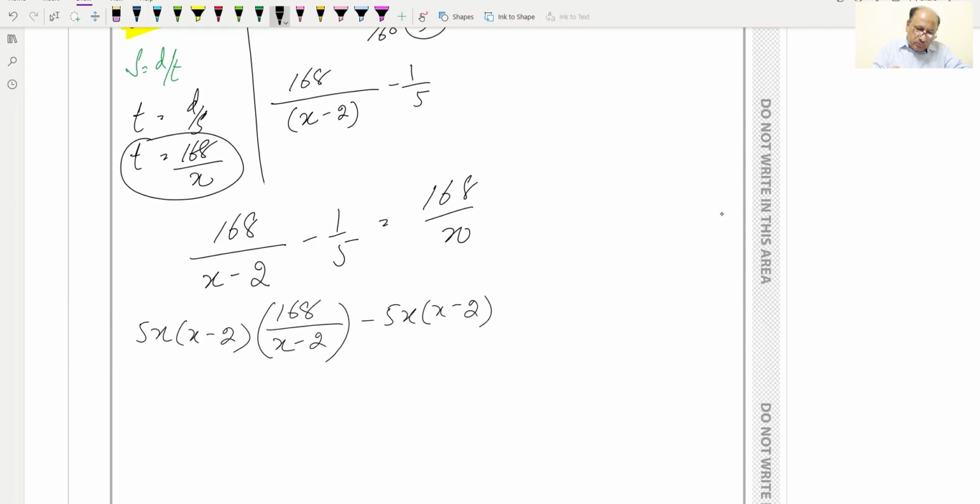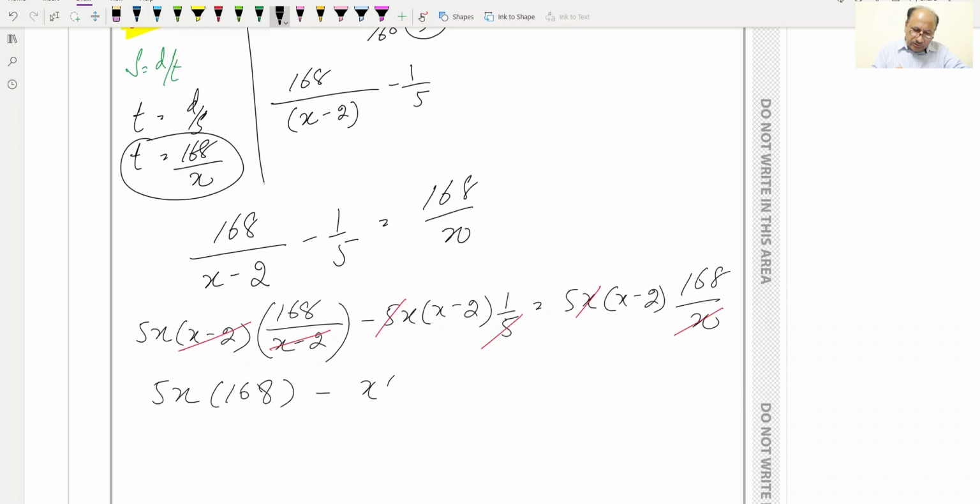So our target is to get rid of denominators, and this will be 5x into x minus 2 multiply by 1 over 5, and this is equal to 5x into x minus 2, and this will be multiplied 168 over x. Now we can cancel x minus 2 with x minus 2, 5 can be cancelled with 5, and x can be cancelled with x. Now the remaining terms we can write here. This will be 5x into 168, and minus this will be x into x minus 2, and this is equal to 5 into 168 into x minus 2.